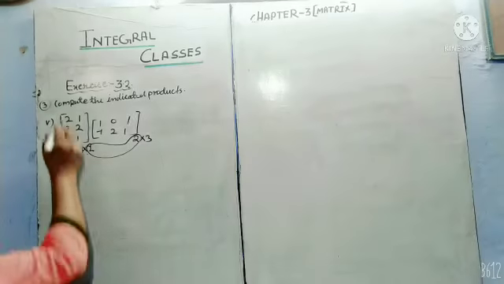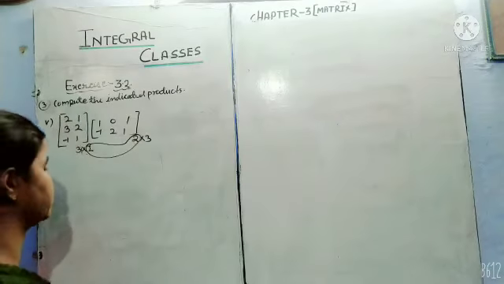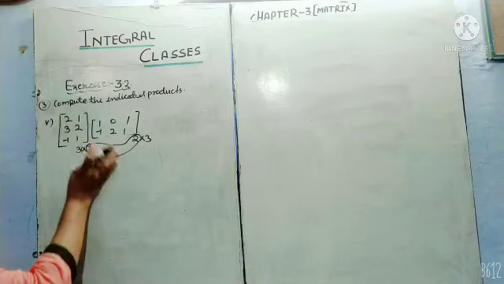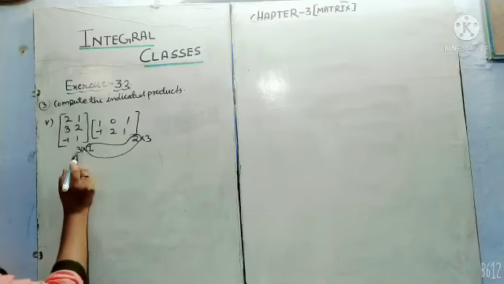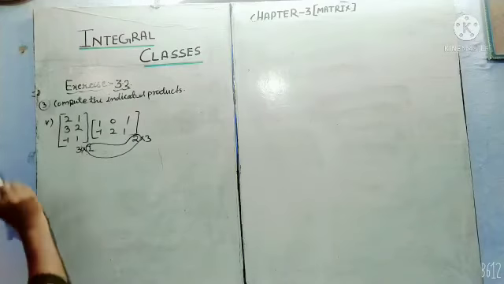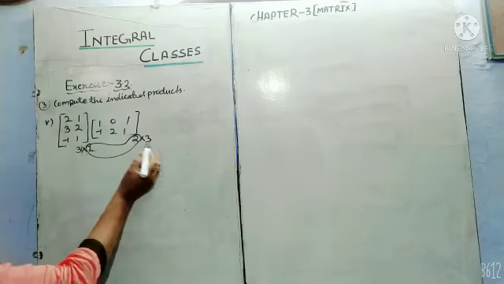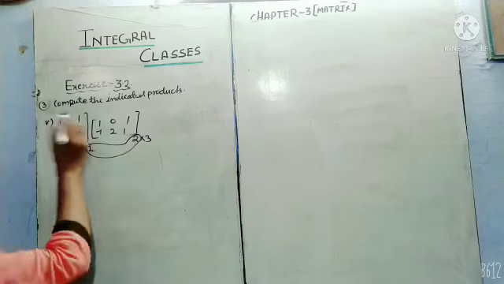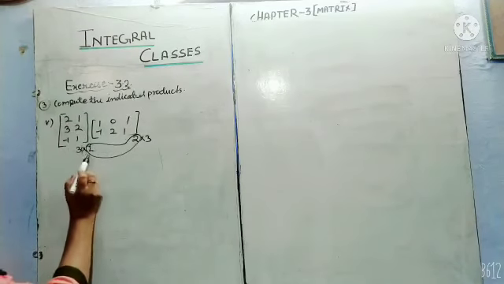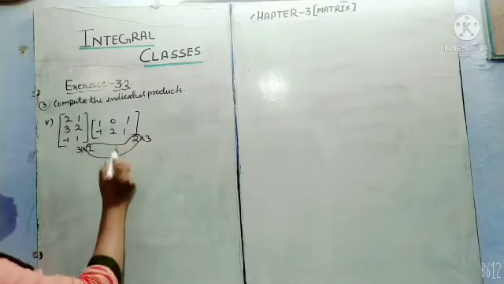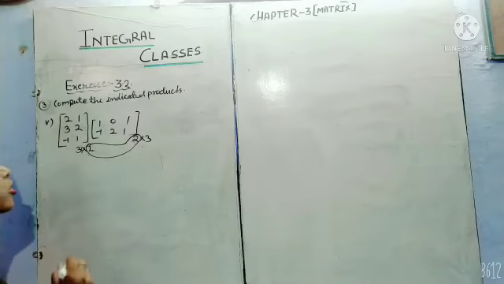Now question number 3, compute the matrix products. Now as we observe here, we have given two matrices. One of them has 3 cross 2 order and the second has 2 cross 3. It means the columns of the first matrix are the same as the rows of the second matrix. So now we can multiply.